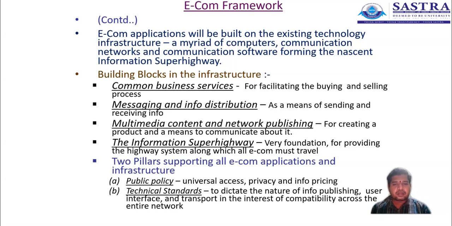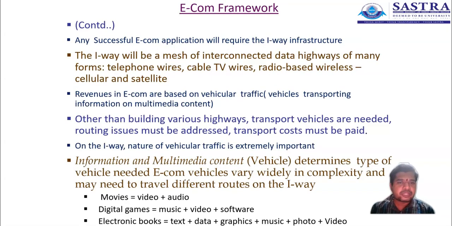Next, moving to the concept. Any successful e-com application will require the information highway infrastructure. We will call that a highway infrastructure. The highway will be a mesh of interconnected data highways of many forms. Either it may be telephone wires, cable TV wires, radio-based wireless cellular and satellite. So we know that we have two types of communications, which we distinguish into wired and wireless. Revenues in e-com are based on vehicular traffic, vehicles transporting information on multimedia content.